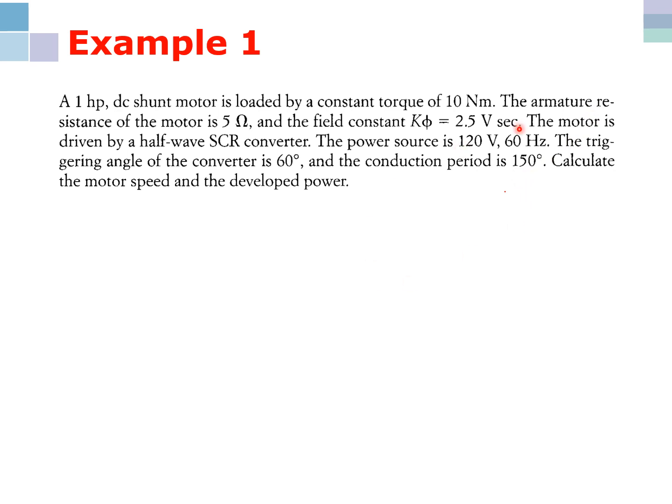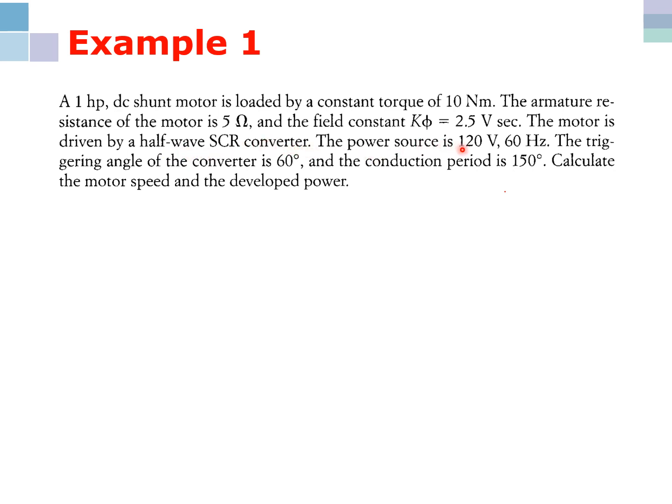And remember what the parameters are: alpha, beta, and then gamma. According to this, the load torque is 10 newton meter, the armature resistance of the motor is 5 ohm, the field constant kV is 2.5 volt-seconds, and the motor is driven by a half wave SCR converter.